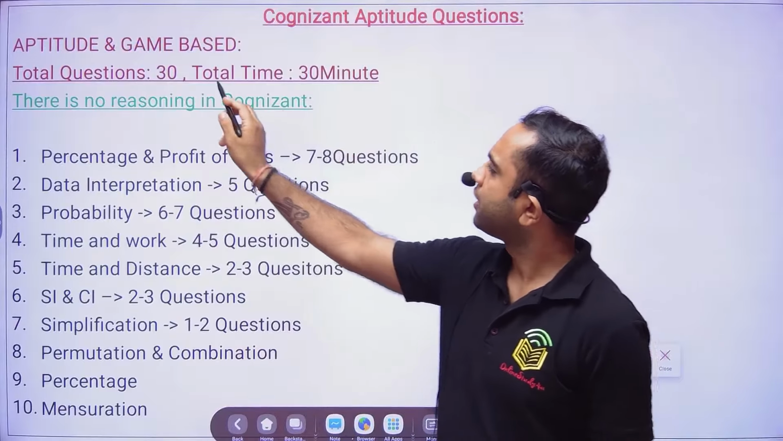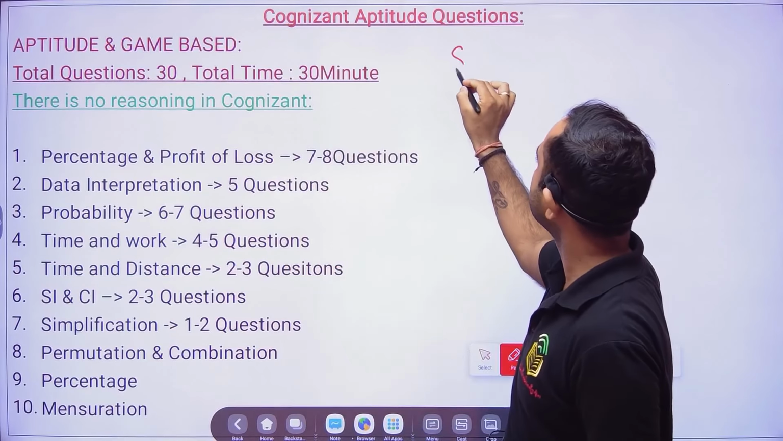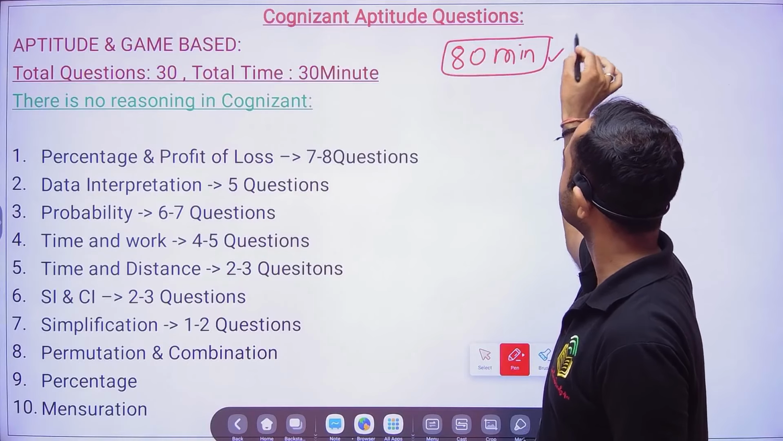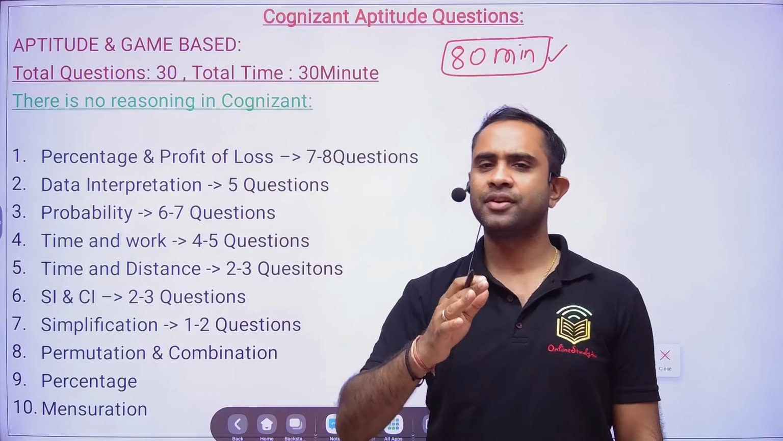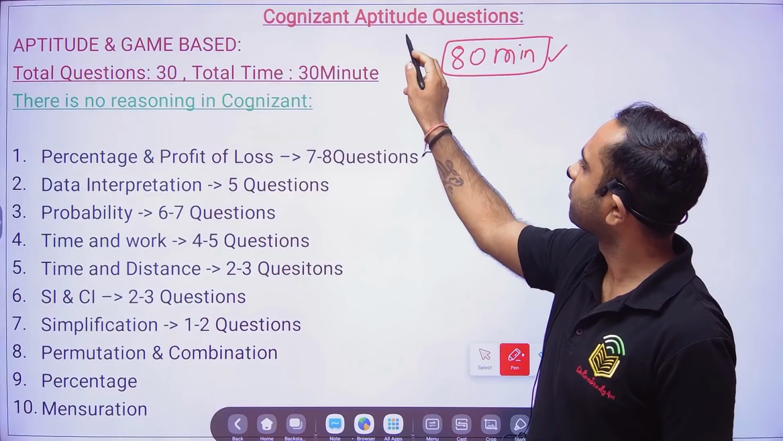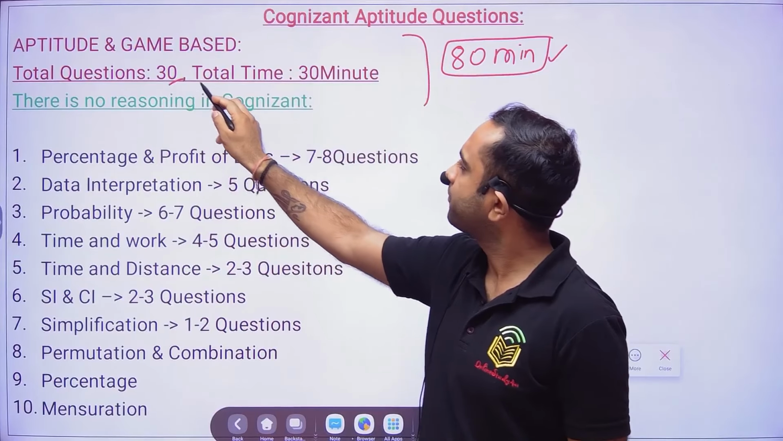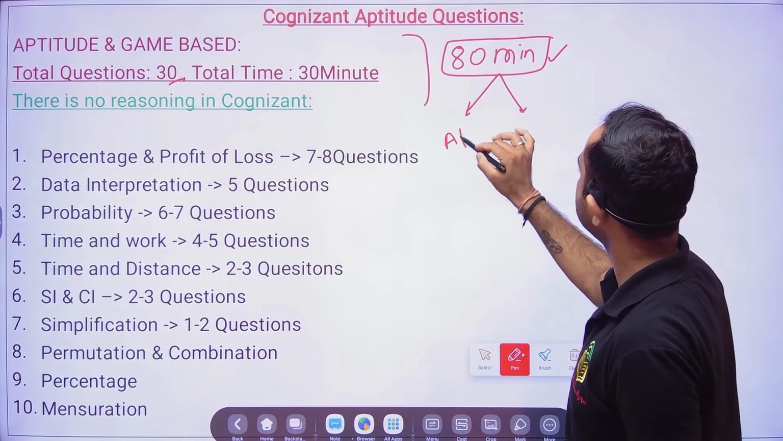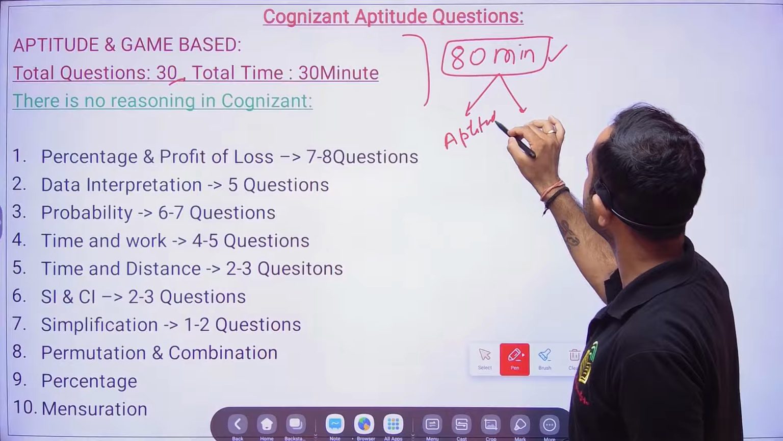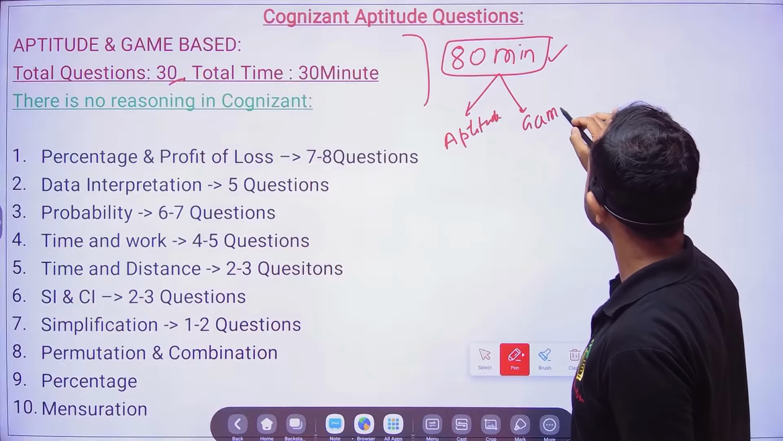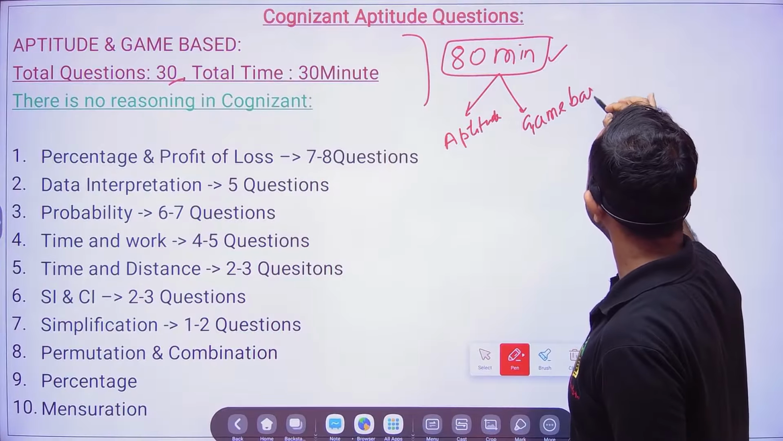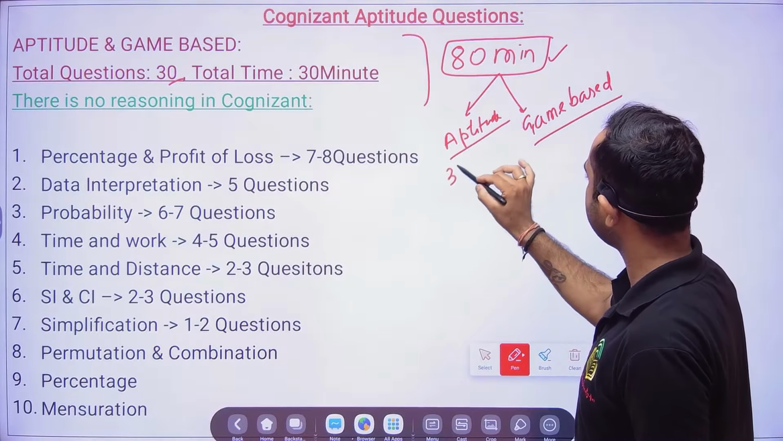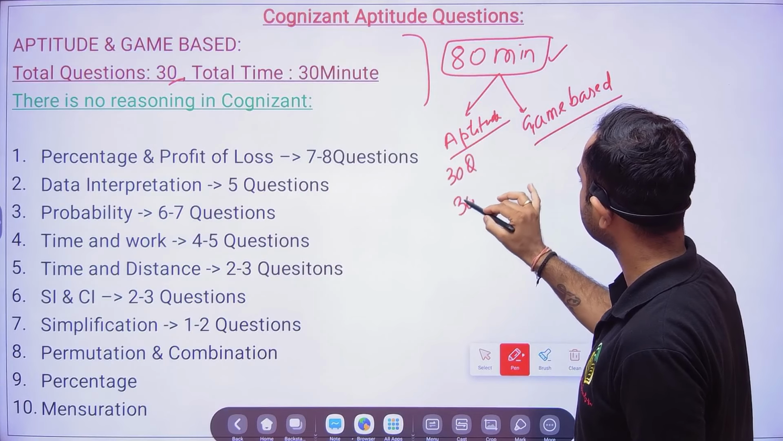In total it will be 80 minutes, and it will be divided into 2 parts. We will talk about them one by one. The total number of questions is 30. So in 80 minutes, you will have aptitude, and then you will have game based aptitude. For aptitude, there will be 30 questions and the time will be 30 minutes.